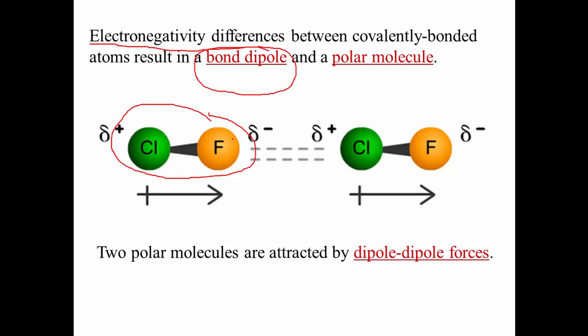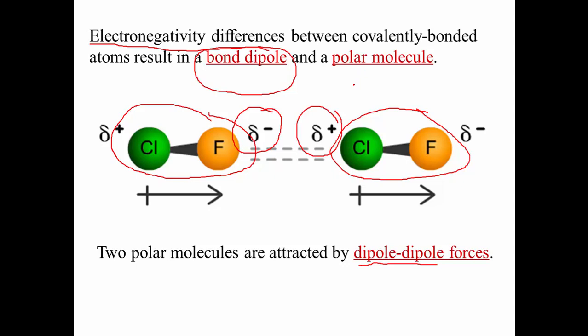Now, if you have a simple molecule that's just two atoms and you have a bond that is polar, then the molecule will be polar. So the partial positive end of one molecule will be attracted to the partial negative end of the other. These forces are called dipole-dipole forces. If you have a polar molecule, this is the type of attractive force that exists.